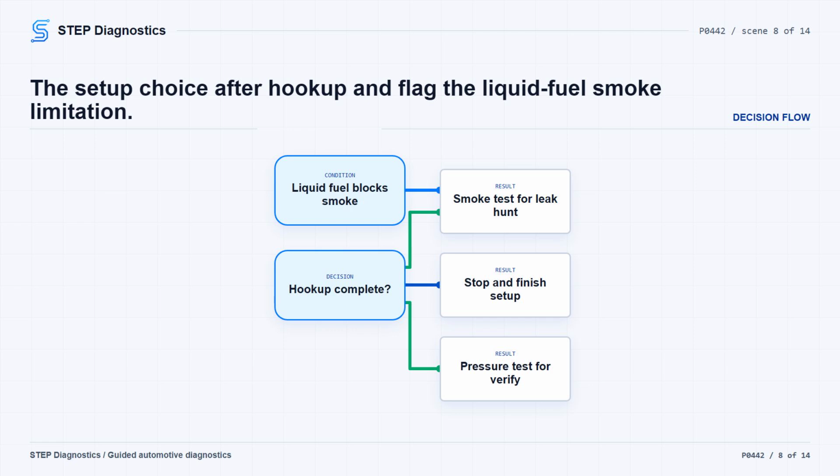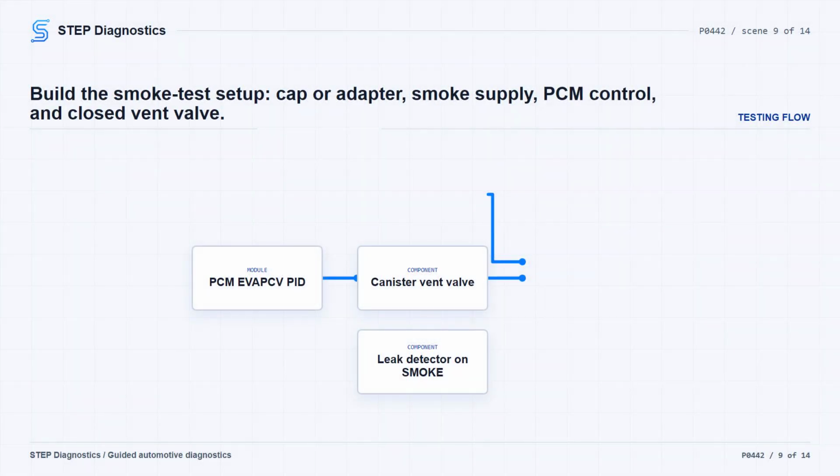Also remember, smoke and airflow from this tool will not pass through liquid fuel, and liquid fuel may be present in the filler pipe. For leak detection, carry out the Phase 2 smoke test. Remove the fuel filler cap or install the supplemental refueling adapter. Connect the supply hose into the hose adapter and set the leak detector to smoke. Turn the ignition on, access the PCM, and control the EVAP PID.